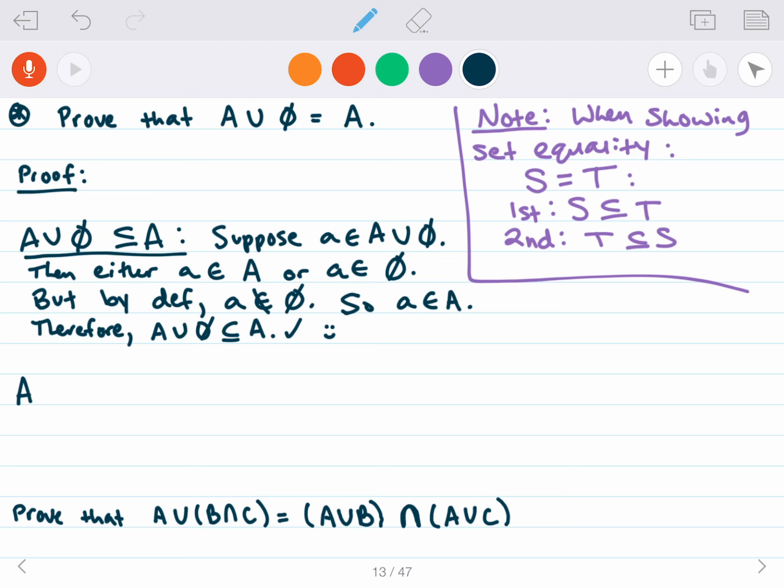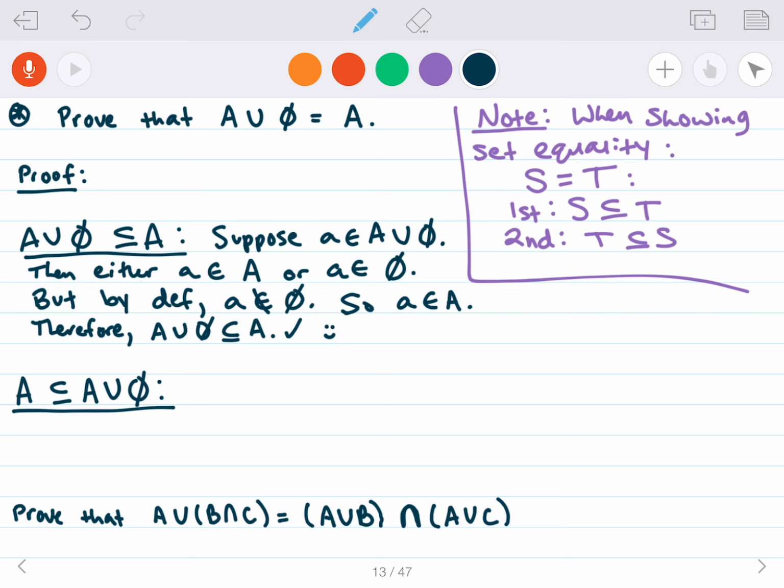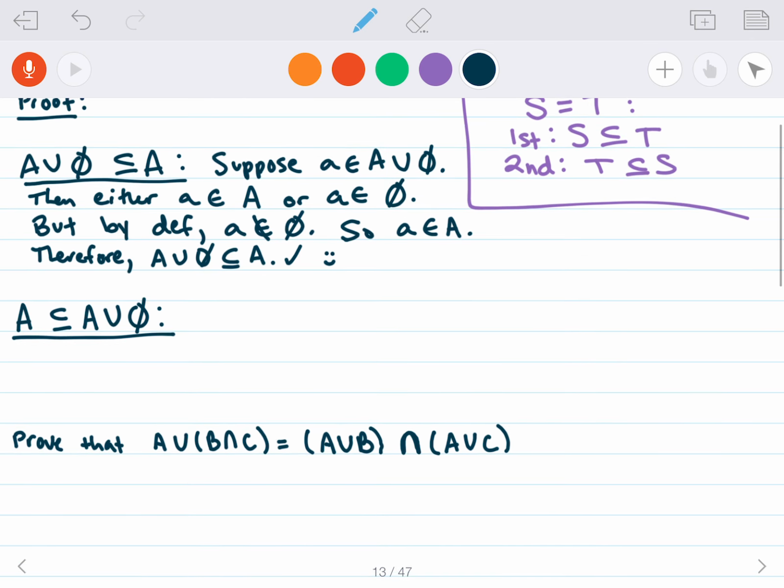We want to show that A is contained in A union empty set. Maybe you're thinking this is obvious, but it helps to just do it. Just practice these things. When you get to a point where it gets weird and it gets hard, it's a very normal thing, and you just have to push through it. The only way it gets better is through practice.